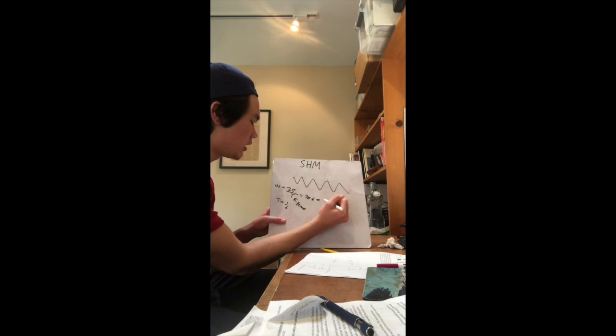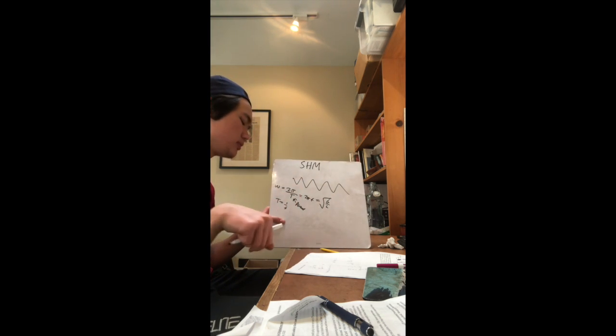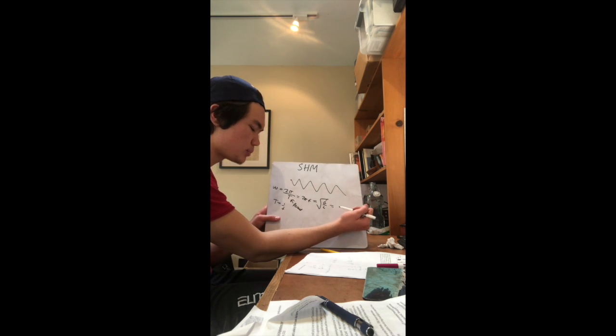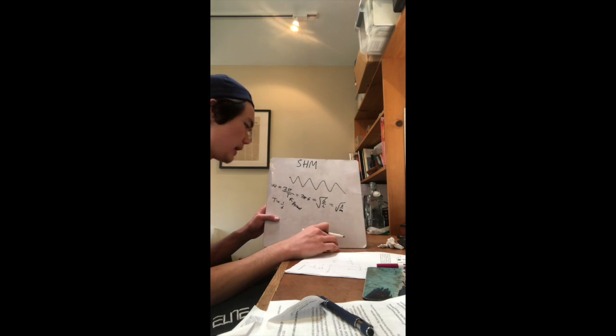And then through another formula, we can get that this is also equal to root G over L if we're doing a pendulum type swing. And if we're doing a spring type swing, which is the case in problems 33 to 35, it's equal to root K over M, K being the spring constant, but we don't really need to use that.